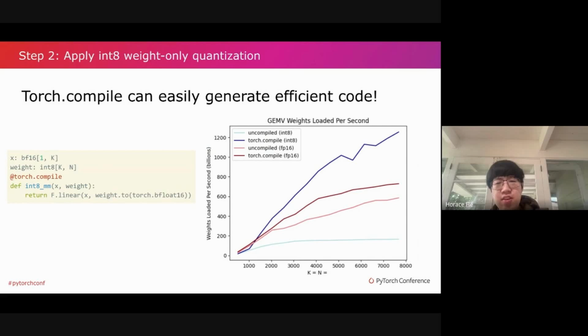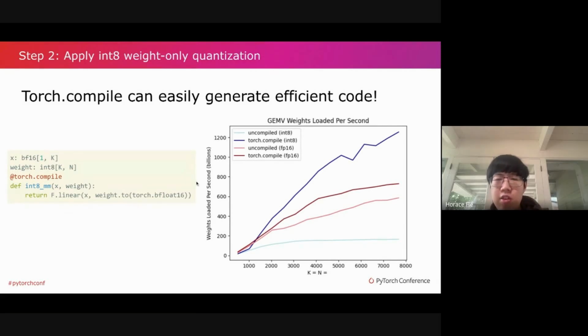One of the really nice things about using Torch compile is that it's very easy to modify and implement this quantization. To some approximation, the code on the left is basically what we do. We just store the weight as int8, and then before we do the linear layer, we convert it from an int8 tensor into an FP16 tensor, and then we do the linear layer. This is exactly how it's implemented, but Torch compile is able to transform that into an efficient kernel.